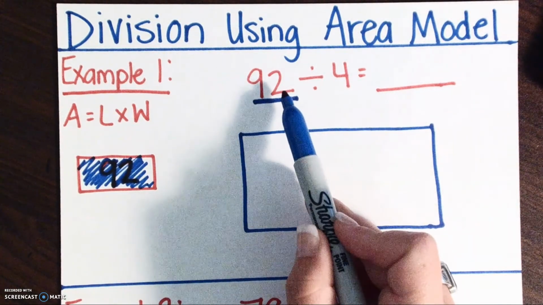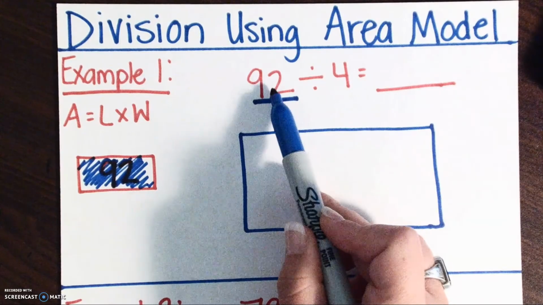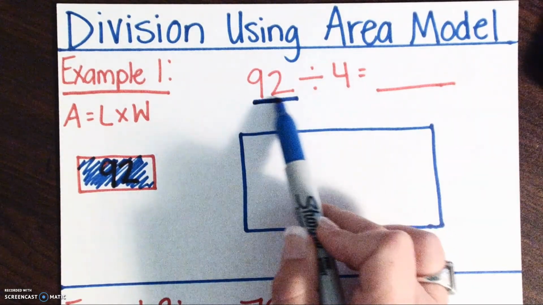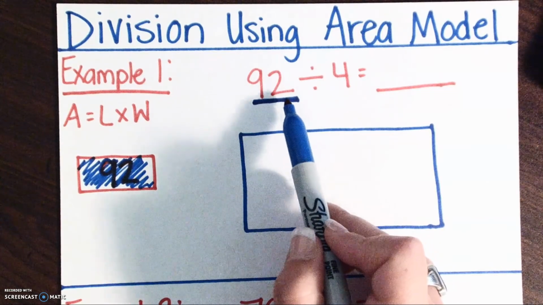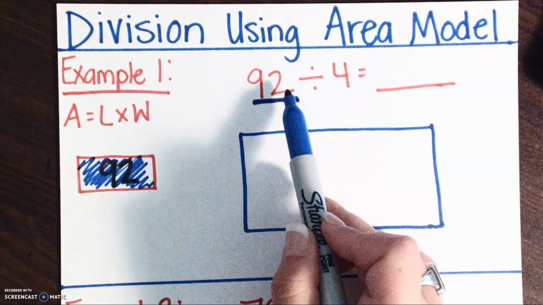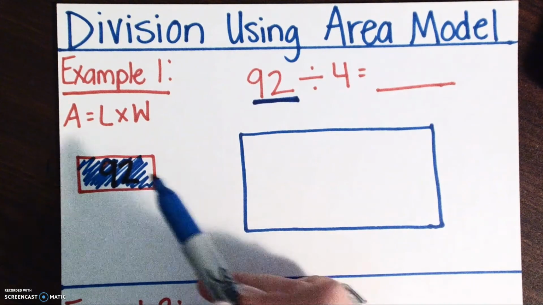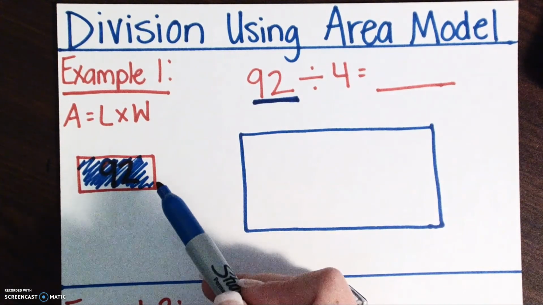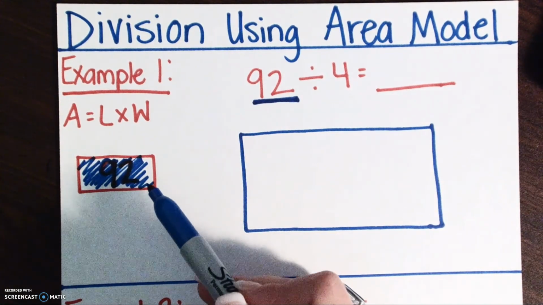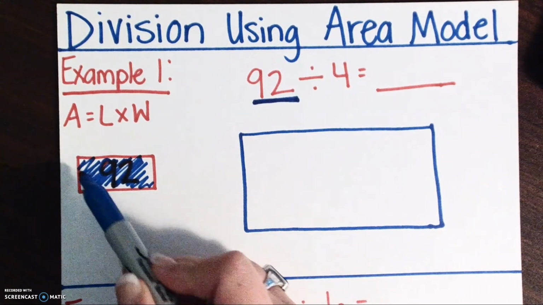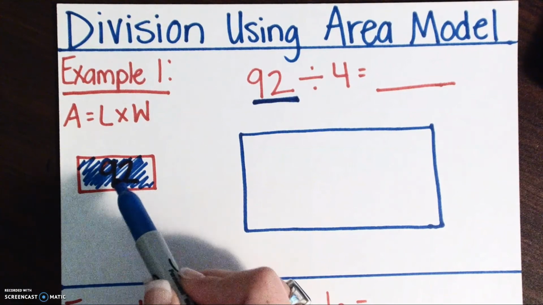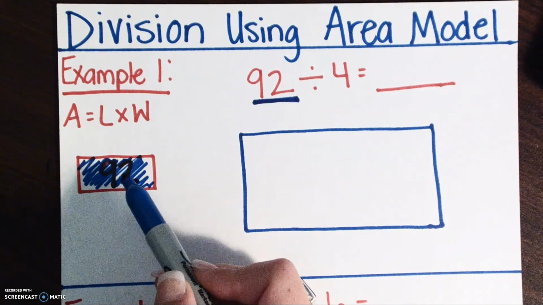We know that with our example number 1, we have 92 divided by 4, and we know that this first number here is our whole number, our really big number in the problem. This is our dividend. With the area model, you have to think of this kind of the opposite way of how we did area model with multiplication, because division is the opposite of multiplication. Our whole area here should be worth 92.